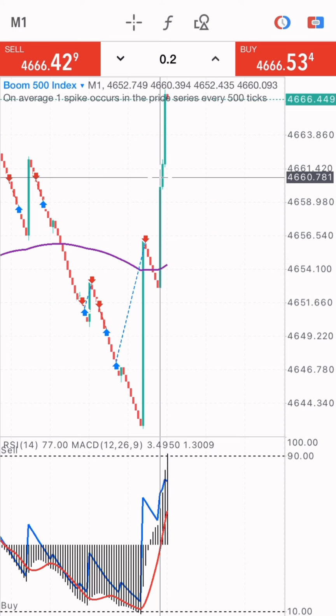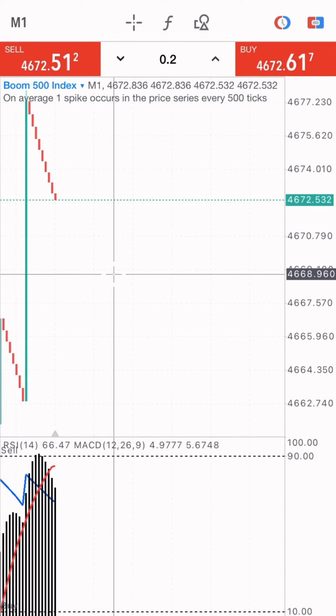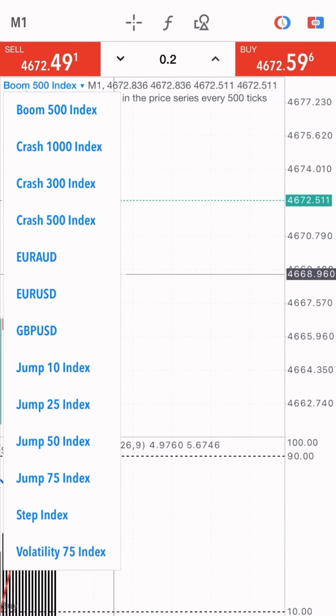On crash and boom, right? So on crash and boom, it's going to be on the reversal, right? It's going to be in the opposite direction. I'm going to explain that later on in the video, right? So let's go to the crash 500 index, because I'm trading crash and boom 500 index, right?